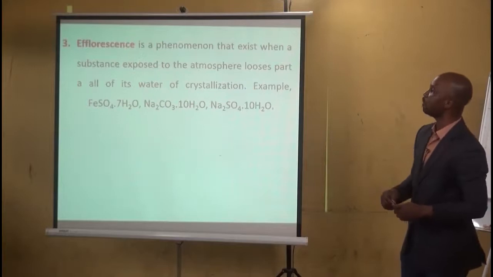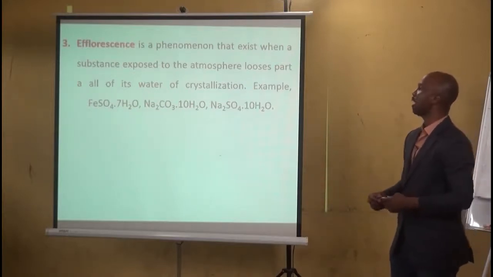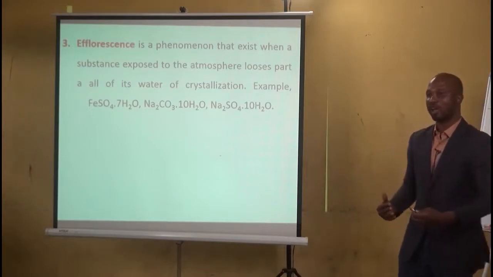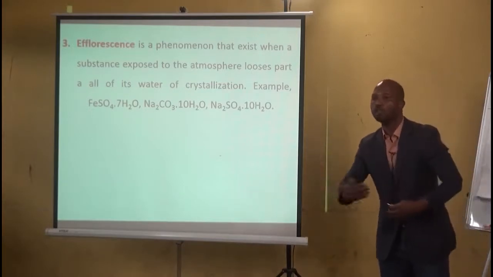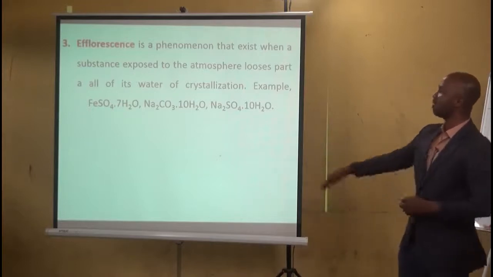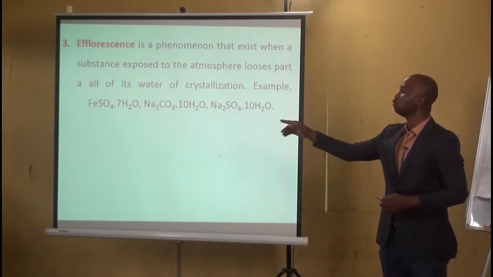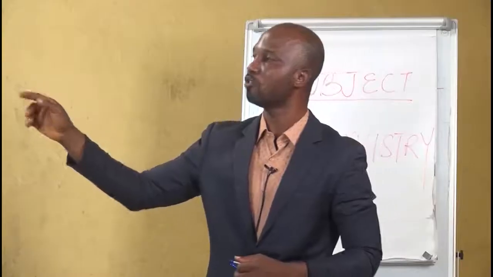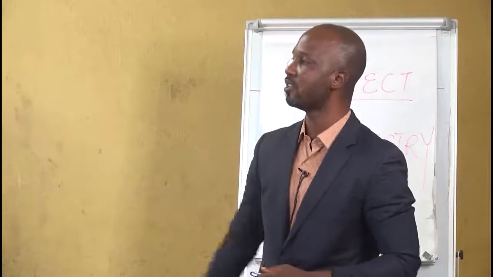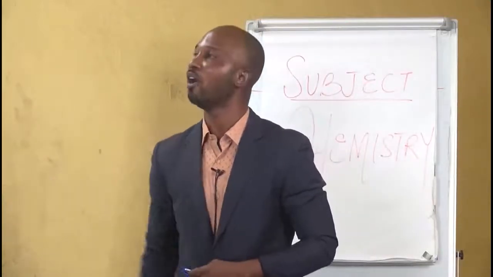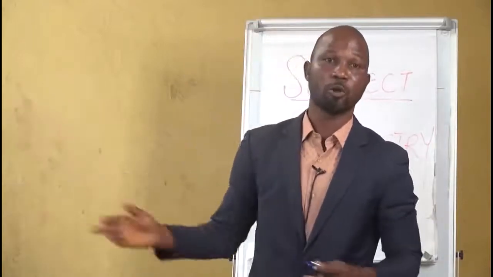So the efflorescent is different from these two, and it's a phenomenon that exists when a substance that is exposed to the atmosphere loses part or all of its water of crystallization. As we can see the case here, we have iron 2 tetraoxosulfate 6 heptahydrate. We have sodium trioxocarbonate 4 decahydrate, sodium tetraoxosulfate 6 decahydrate. These are all efflorescent salt.